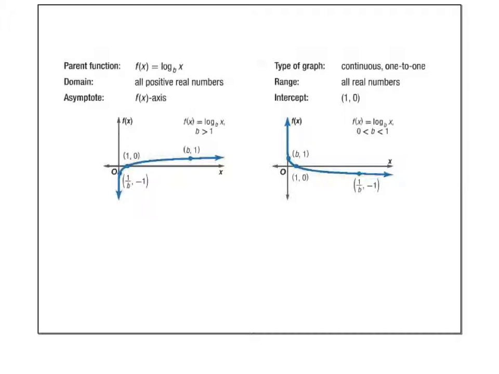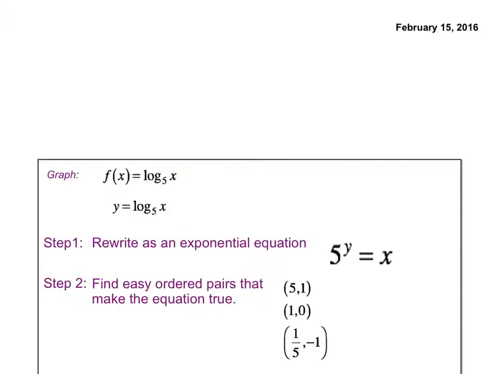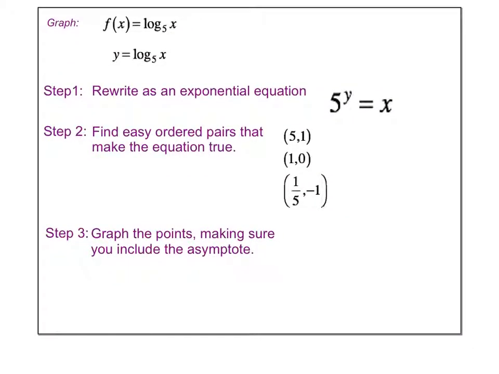So let's try to graph a few of these basic logs. All right. So if we're asked to graph the log base 5 of x, the first thing we will do is rewrite as an exponential equation. In that we have 5 to the y equals x, and I want to point this out. You see right here, f of x and y, they are the same thing, just different notations. F of x is function notation, y is simply the dependent variable here. So don't get too caught up in that.